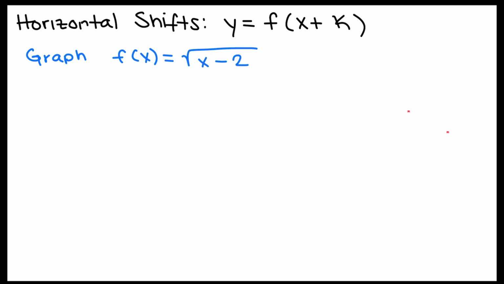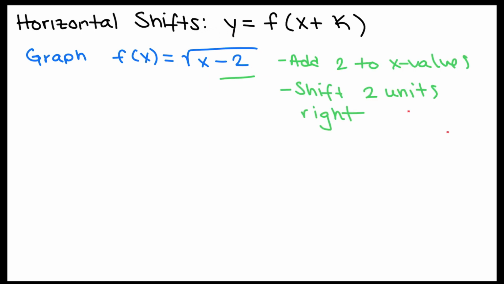Here's another one. Let's graph f of x equals square root of x minus 2. This is another input transformation. It's going to impact the x values because this minus 2 is occurring inside that square root. With input transformations, we're going to do the opposite. It says minus 2, so we're going to add 2 to all our x values. Visually, this is going to take my graph and shift it to the right 2 units.